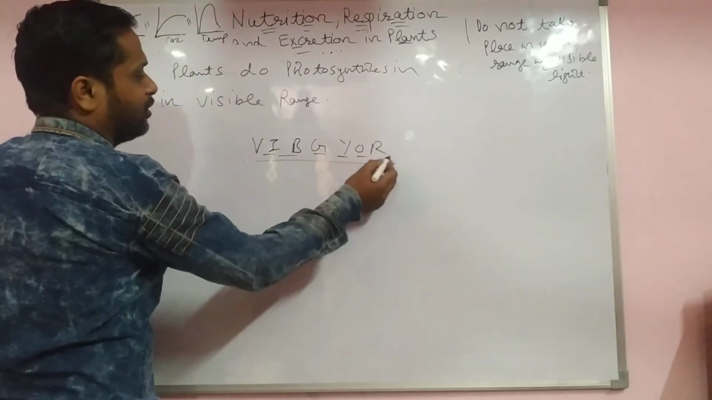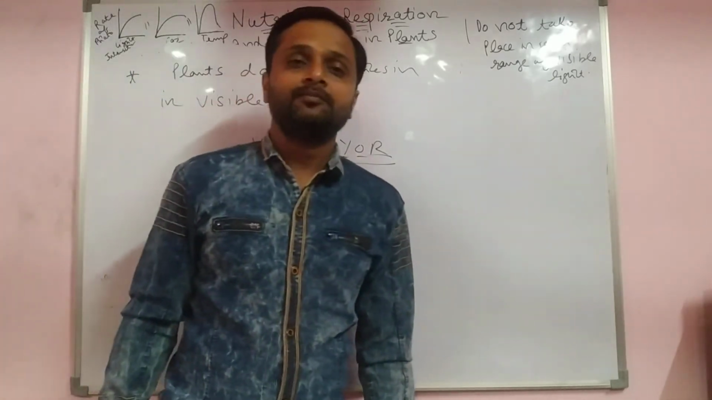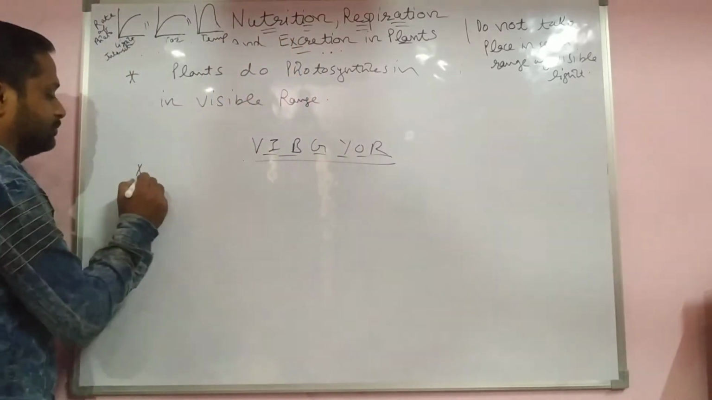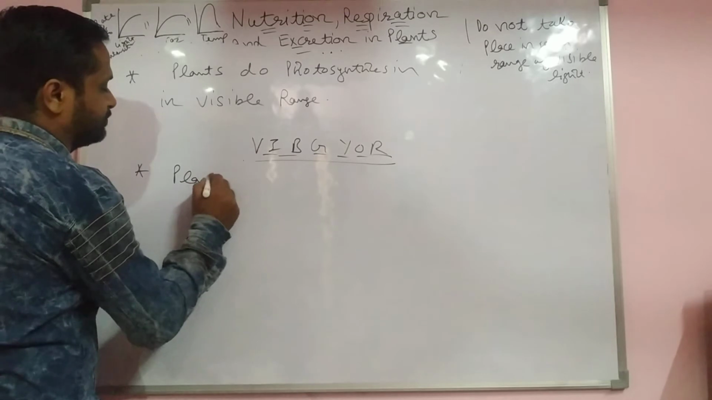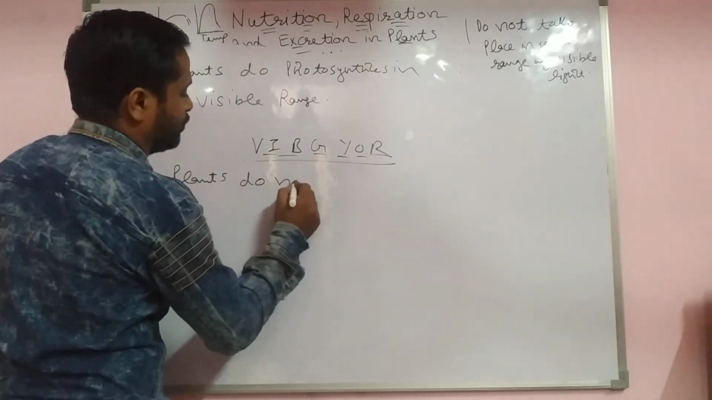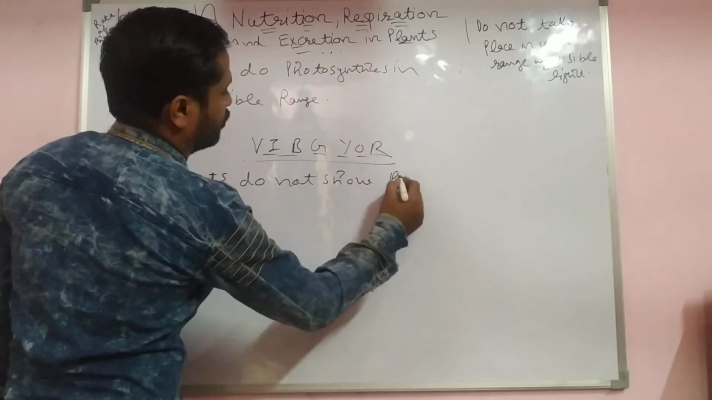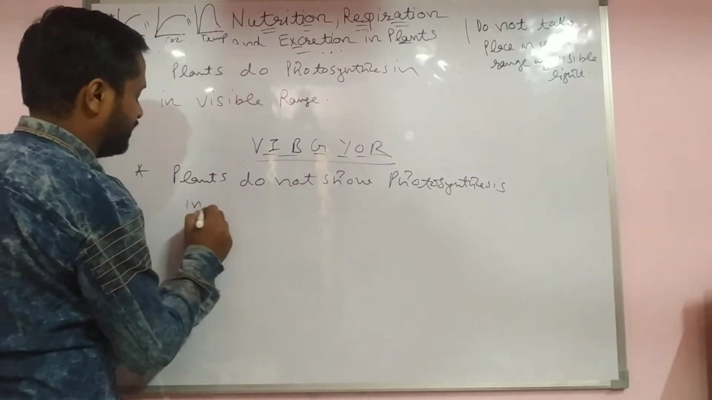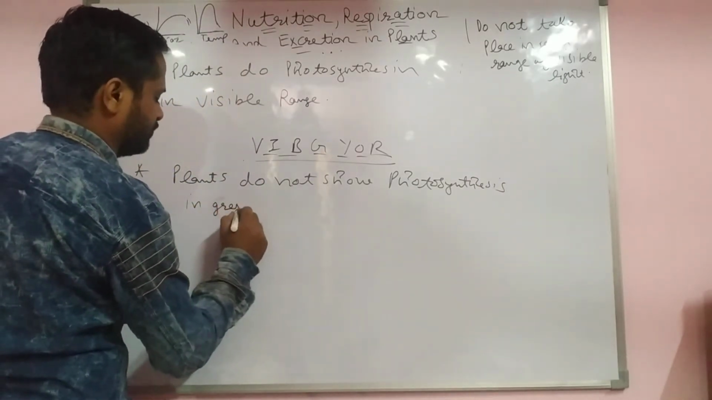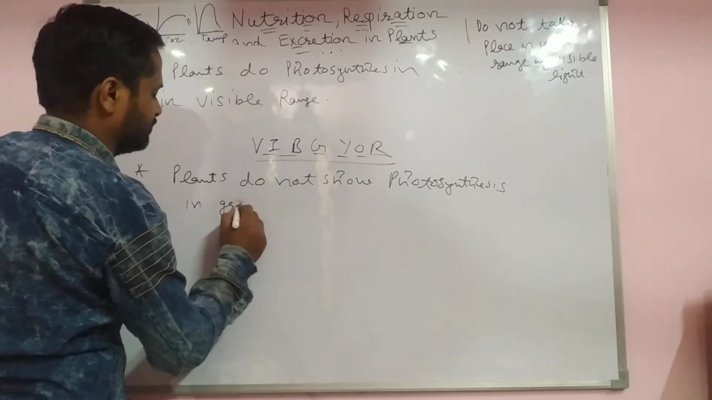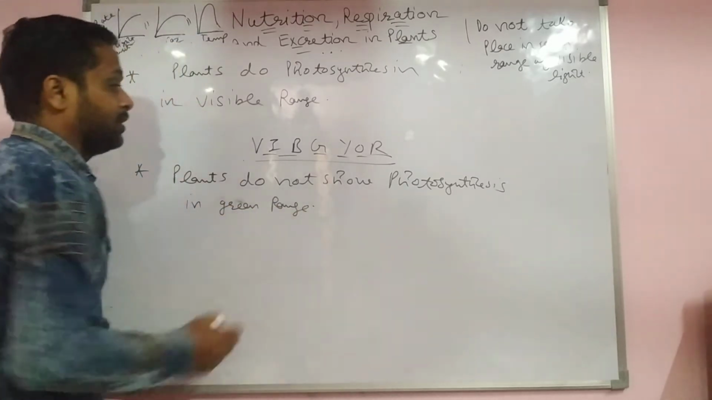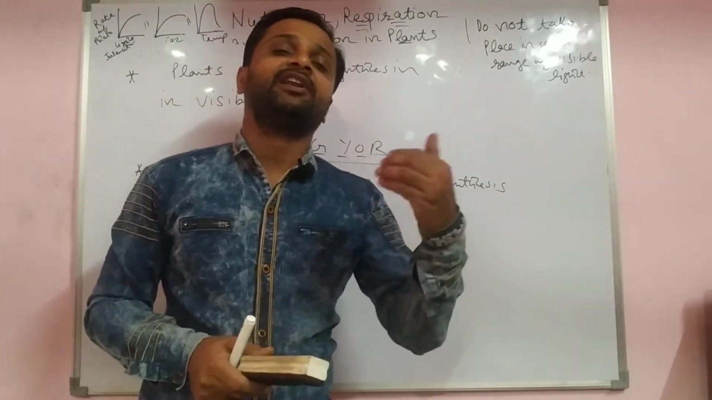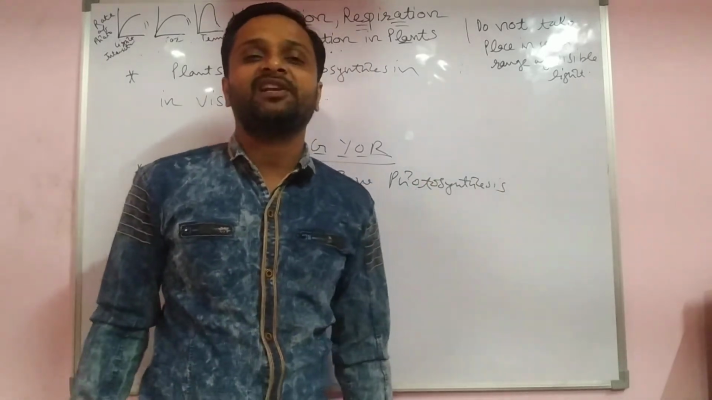Violet, indigo, blue, green, yellow, orange, red, like this only. VIBGYOR. Yes, plants. Why is the plant's color green? Because plants do not show photosynthesis in the green range. What does it mean? It means the plant absorbs all the colors but does not absorb the green color. It reflects the green color. That's why we are able to see the green. Plants are green in nature.